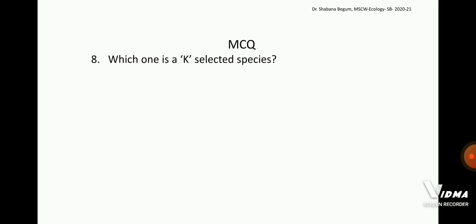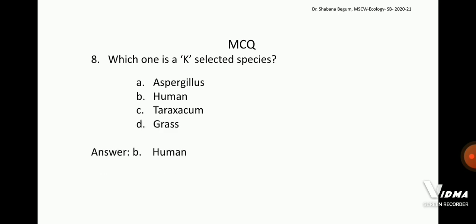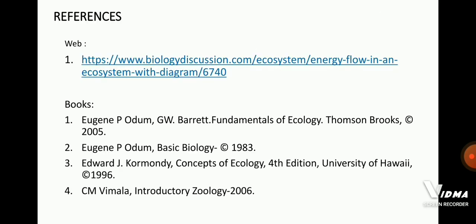Which one is a K-selected species? Options are A, Aspergillus; B, human; C, Pteridium; and D, grass. The answer is B, that is human, which is a K-selected species. So now the reference.